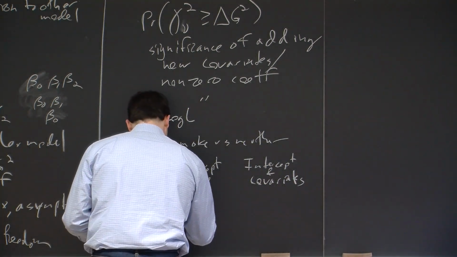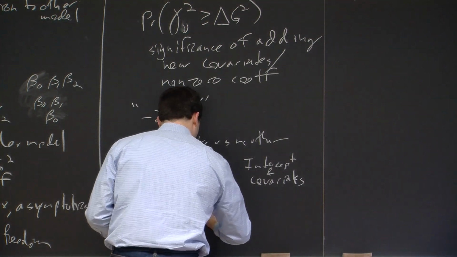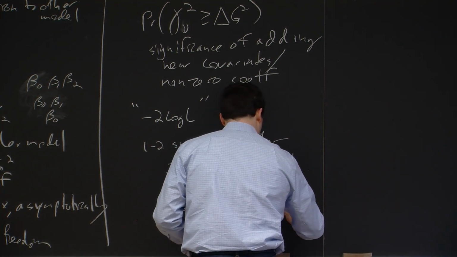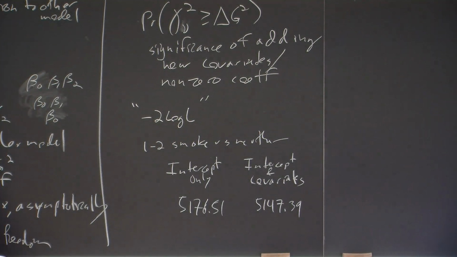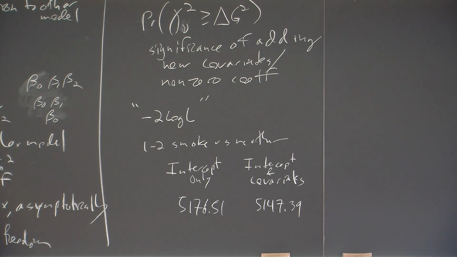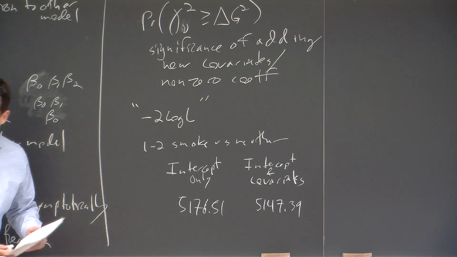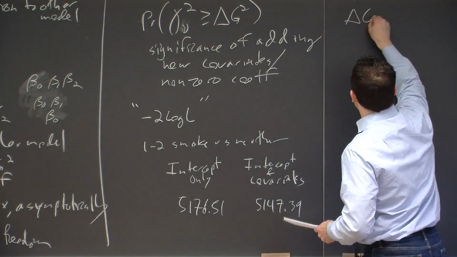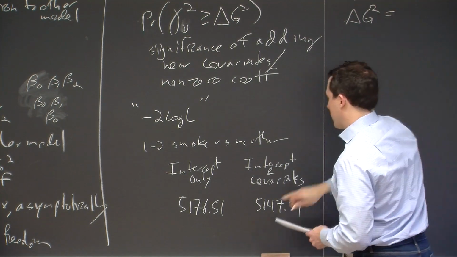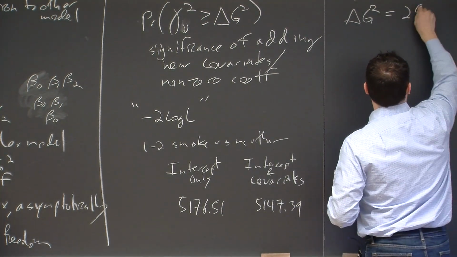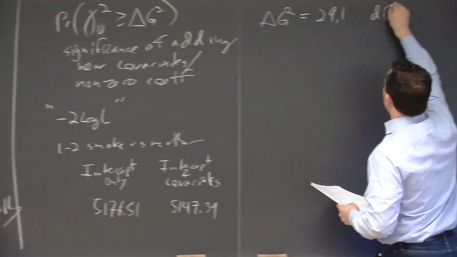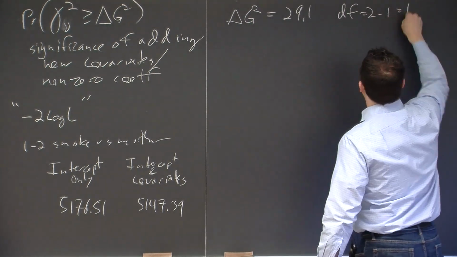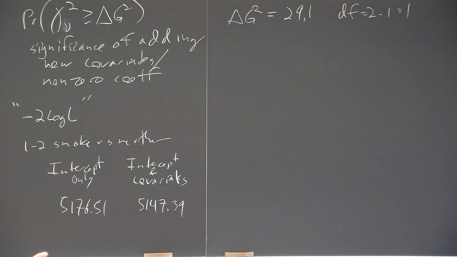It'll give you numbers like 5176.5 and 5147.39. Those look pretty close because they're big numbers, but what we're interested in is not the multiplicative difference, but the additive difference. So the delta g-squared here is just this number minus that number, which is 29.1, and the degrees of freedom is 2 minus 1. So that's a big number for 1 degree of freedom.